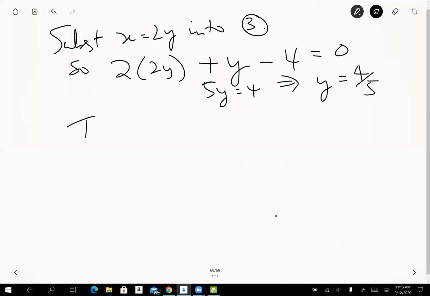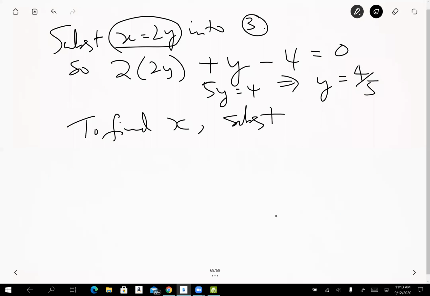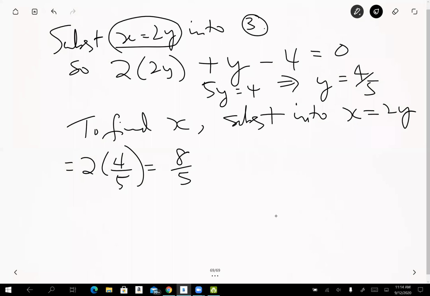To find x, we will simply substitute. You can use 1 and 2, but 1 and 2 have the lambda. So you use this one, where you already have x in terms of y. Substitute into x equals 2y. That will be equal to 2 multiplied by 4 over 5, that will be 8 over 5. So that's the value of x.